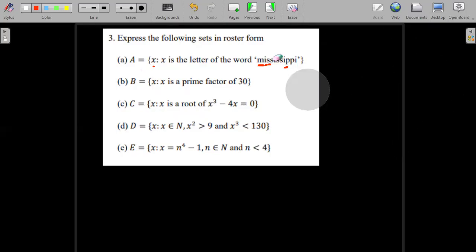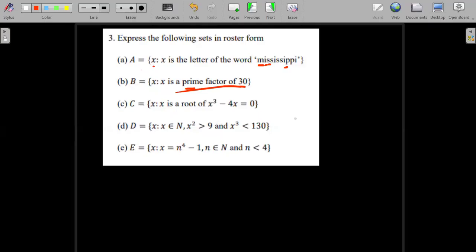Part B of the question says X such that X is a prime factor of 30. X such that X is a prime factor of 30. So now I must identify here what they are using. They've used the term prime, number one. So a prime number is a number which is divisible by 1 and itself. And that prime, we're saying it must be a factor of 30. Meaning that prime number must divide into 30.